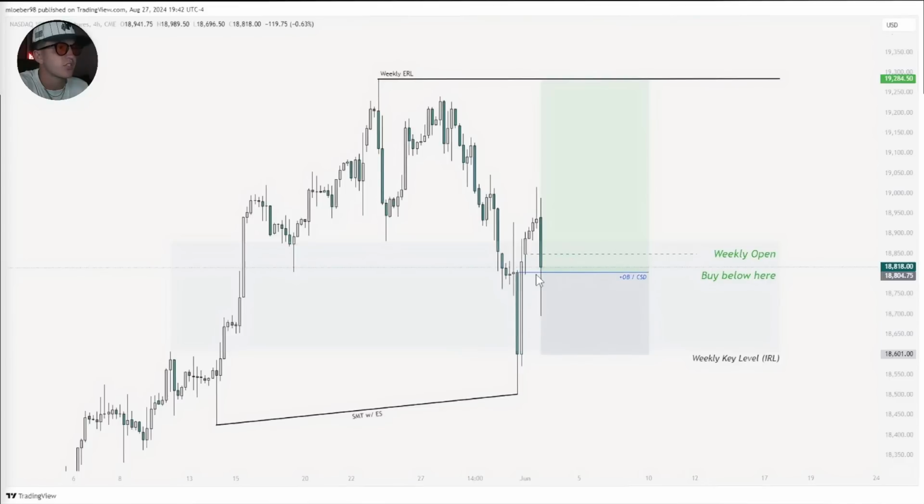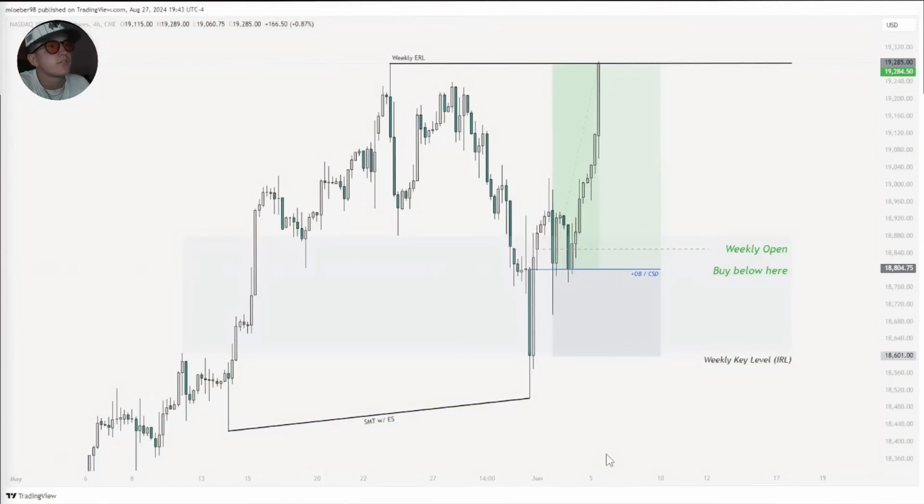We can execute long on that tag because we're trying to buy below the wick and be a part of the distribution phase of that weekly candle to reach that weekly external range target, this resting buy side liquidity pool. So we're entering long here, stop loss at the order block low, and price runs directly to our weekly external range target. This is a weekly to a 4-hour market maker buy model.